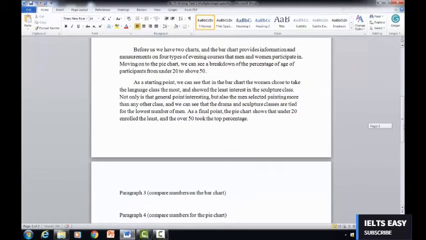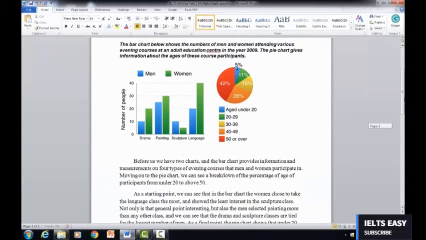And so that's how we break it apart. So let's look at our bar chart first, with men and women, and the number of people on the left. At the bottom, we have drama, painting, sculpture, and language. And so we can make some really good comparisons here between men and women, which is very, very easy to do.